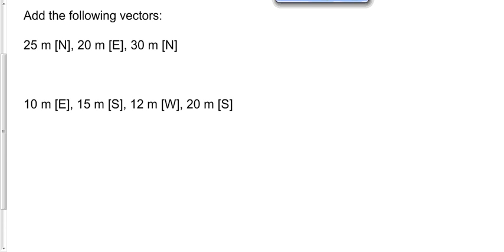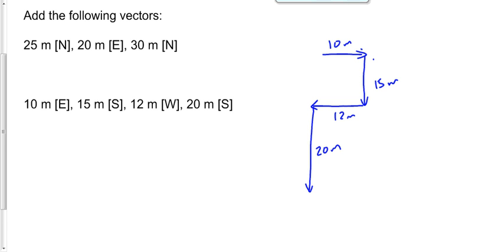Let's draw this out. We have 10 meters to the east. We have 15 meters to the south, front to back, 12 meters to the west, going a little bit longer than the 10. And then we have 20 meters to the south. Is that diagram okay? We got it drawn front to back, front to back, front to back. That's good.